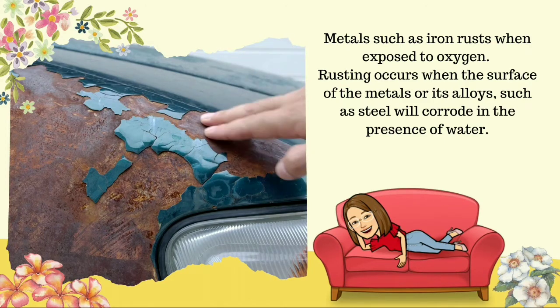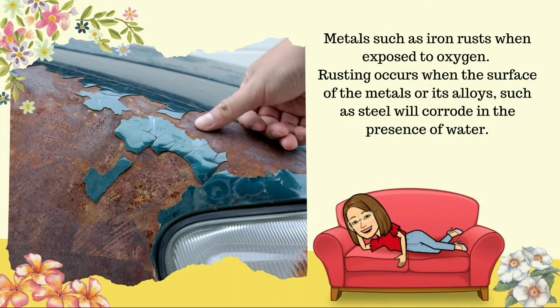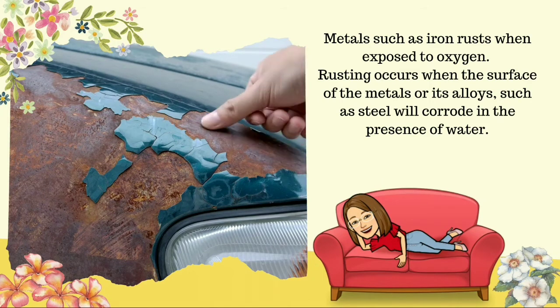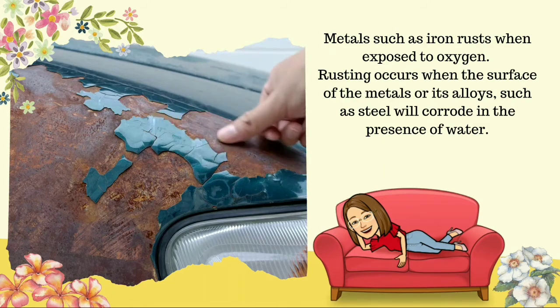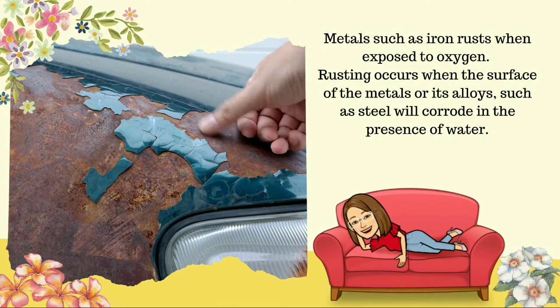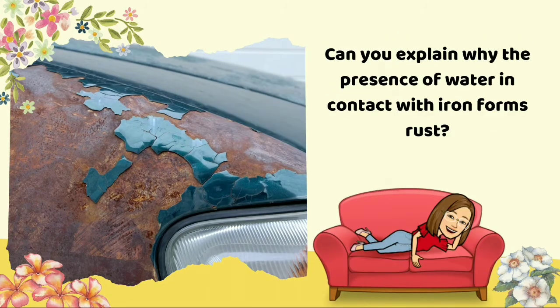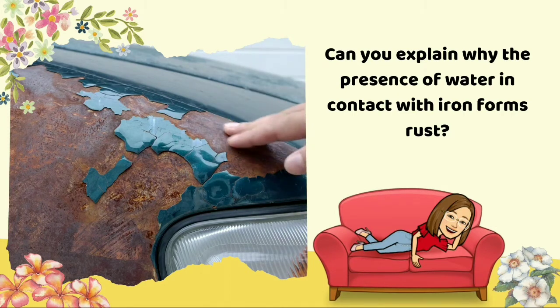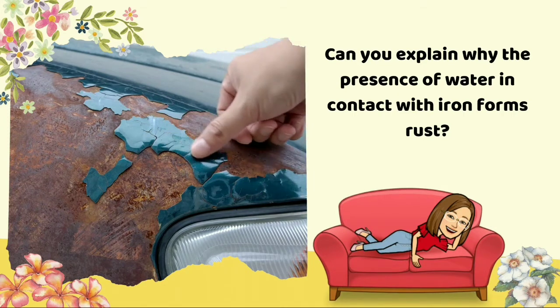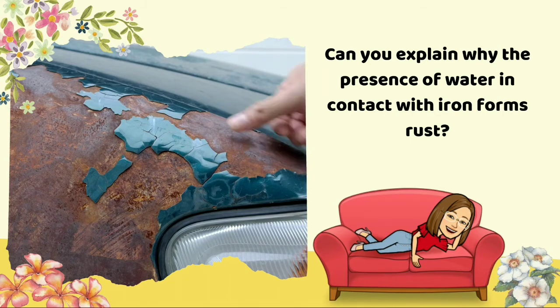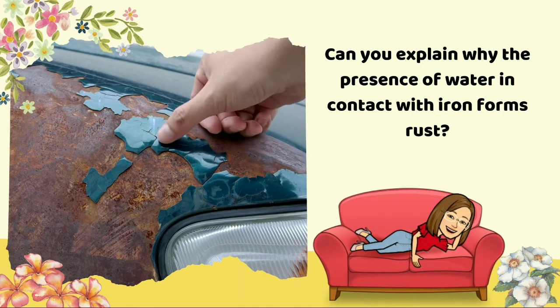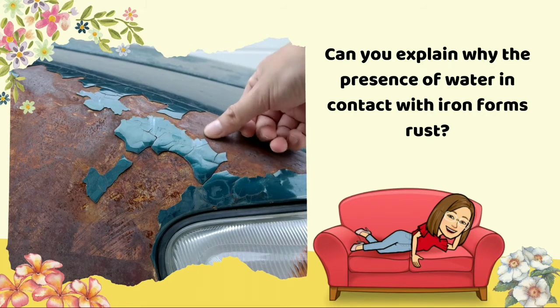Rusting occurs when the surface of the metals or its alloys, such as steel, will corrode in the presence of water. Can you explain why the presence of water in contact with iron forms rust? Water is a compound that is made up of oxygen and hydrogen. The presence of oxygen causes rusting of iron.